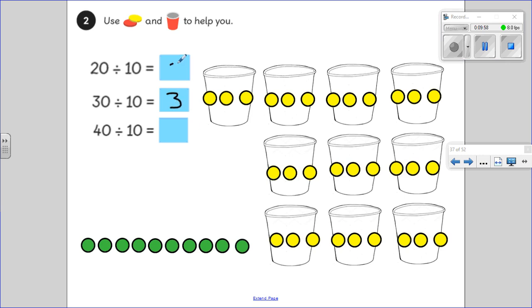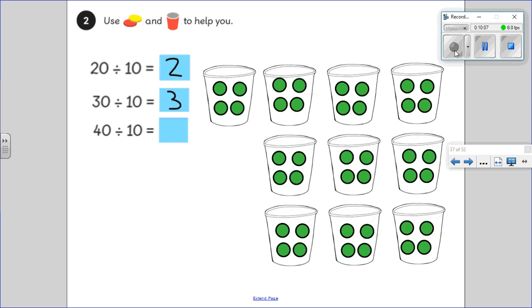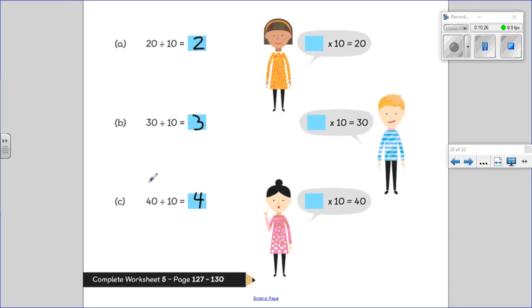Okay, now try it with the last one. 40 shared into 10 cups, how many counters in each? Okay, so I've shared my 40 counters into 10 equal cups, and that leaves me with 4 counters in each. Well done if you got that, fab work. Fantastic. Okay, from our answers, do you notice a pattern?